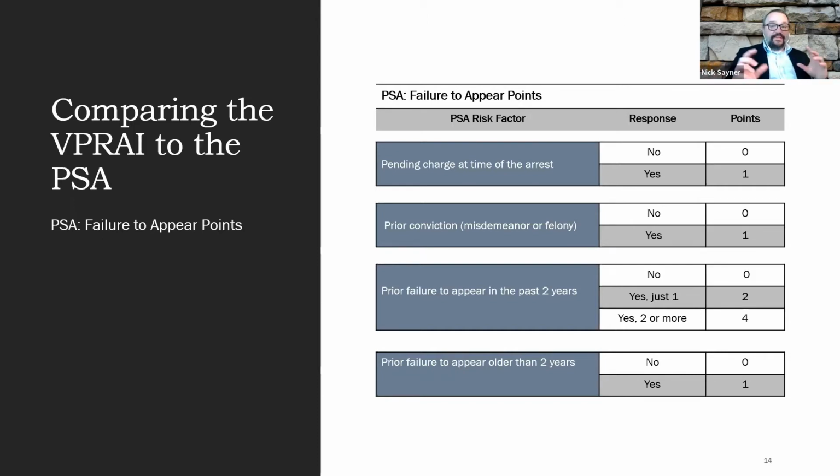No is 0 points. This is a little bit more complicated. So if they have 1, they get 2 points. If they have 2 or more, they get 4 points. And then prior failure to appear older than 2 years, it's again, really simple. If they have none, it's 0. If they have any of them, they get 1 point.